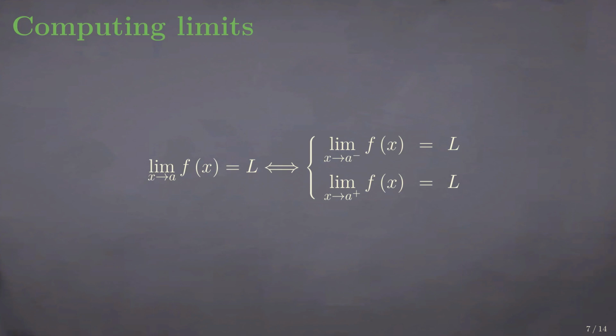Before getting to some general rules for computing limits, let's take a look at the following remark: the limit of f of x exists and equals L when x tends to a, if and only if both the left-hand and right-hand limits of f exist and are the same number L. It means that if we see that the left-hand limit and the right-hand limit are different, or one doesn't exist, then the limit does not exist.